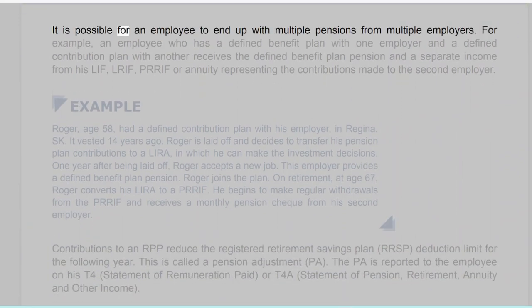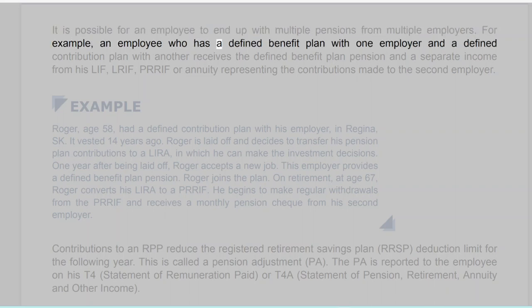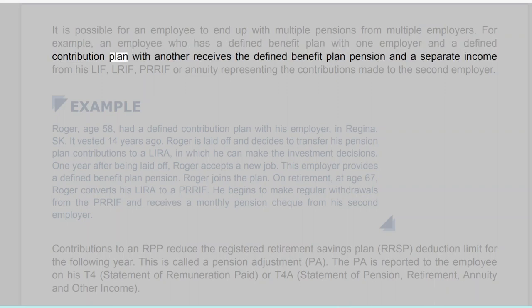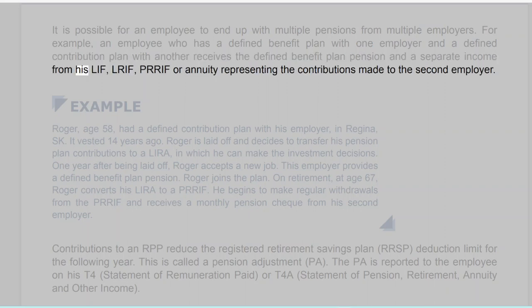It is possible for an employee to end up with multiple pensions from multiple employers. For example, an employee who has a defined benefit plan with one employer and a defined contribution plan with another receives the defined benefit plan pension and a separate income from his LIF, LRIF, PRRIF, or annuity representing the contributions made to the second employer.